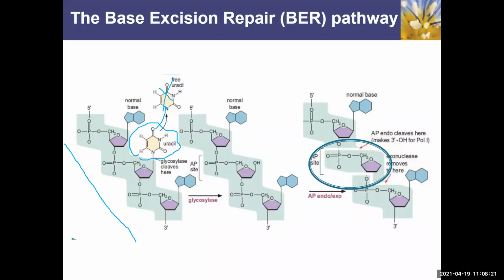As it's removed, we have an empty space over here. As you can see here, there is no base here. So we have phosphate, base, sugar, phosphate, sugar. There's no base here. So this empty site is called an AP site.